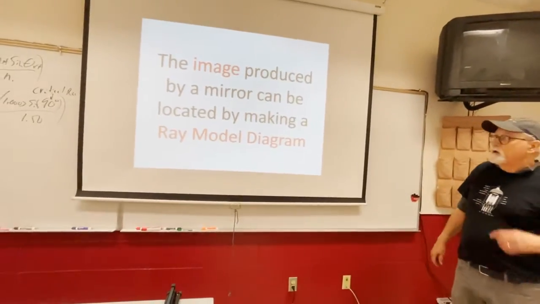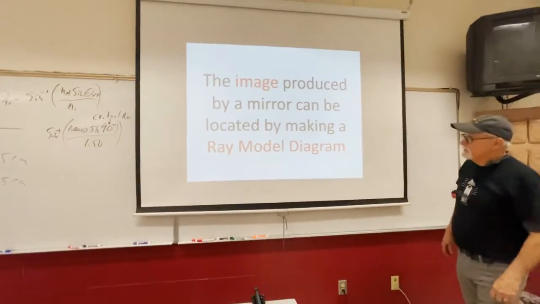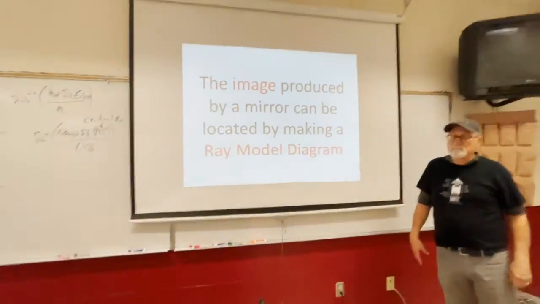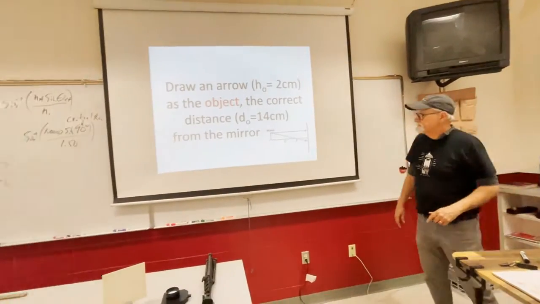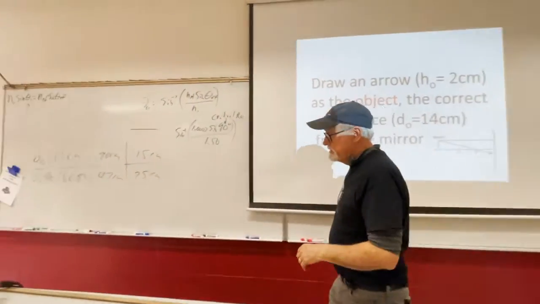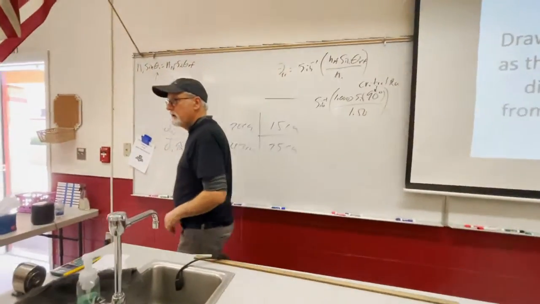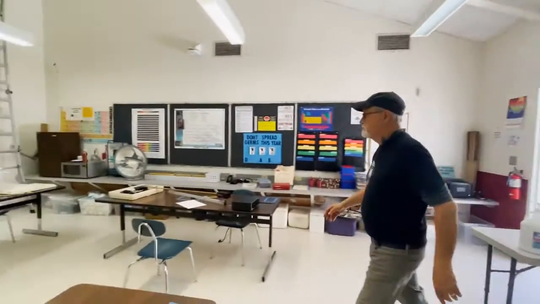The image produced by a mirror can be located by making a ray model diagram. And guess what we're going to do? Ray model diagrams. We're going to make a ray model diagram. So here's how you make a ray model diagram.